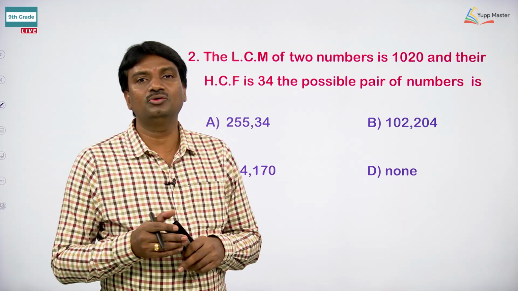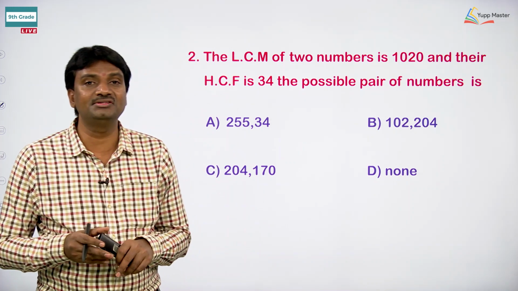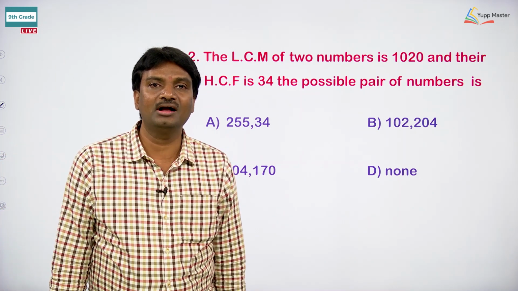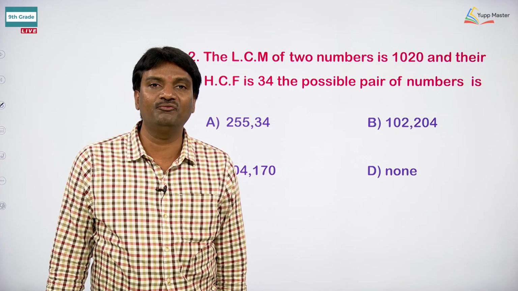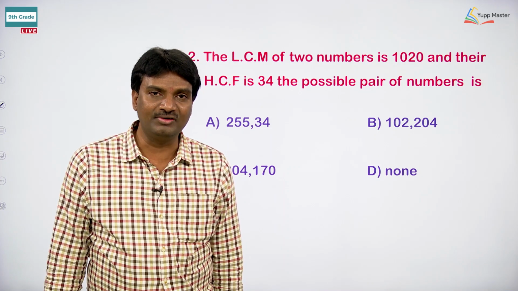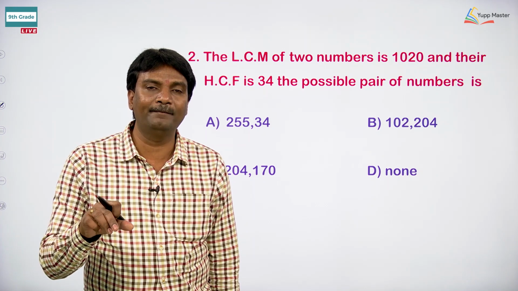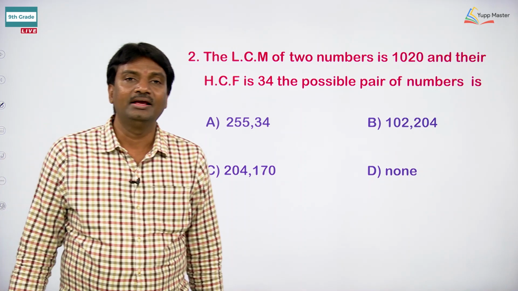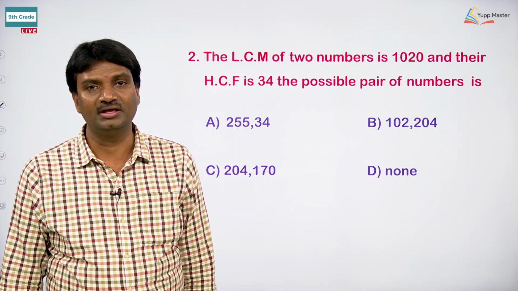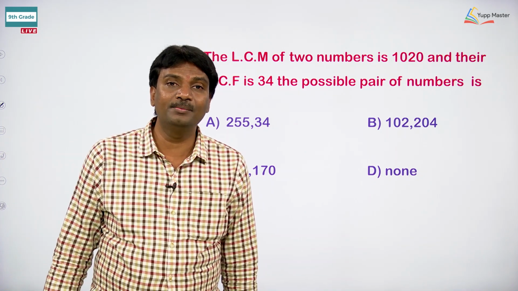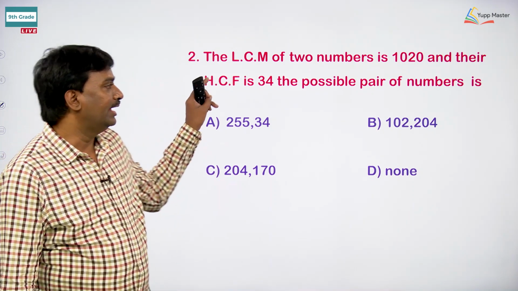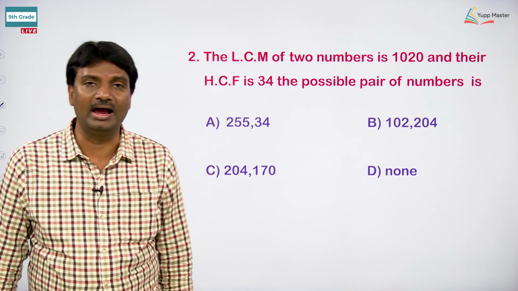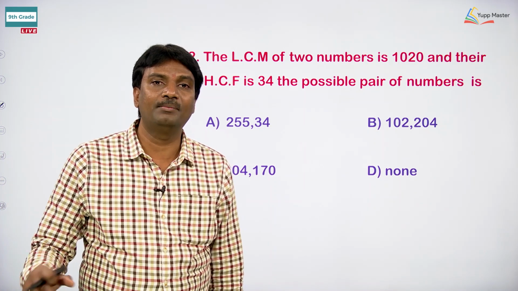So here we don't know the numbers, so let us consider the two numbers as A, B. If A, B are two numbers, then we know the relation between the LCM of the two numbers and the HCF of the two numbers. That is A into B equal to LCM of A, B and HCF of A, B.